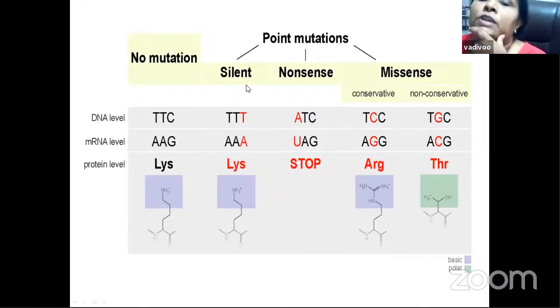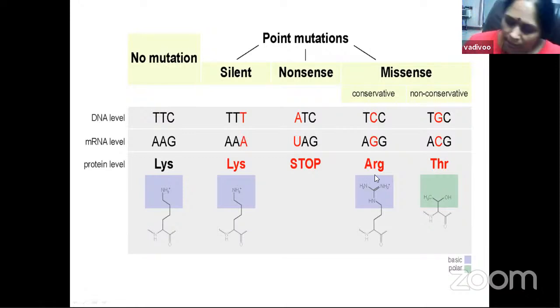A point mutation can be a silent mutation, which means nothing is changed. As you can see, when the thymine is replaced with adenine, it still produces only lysine, so it is all the same. Then a nonsense mutation: if one of the bases is replaced with uracil, it stops. It becomes a stop codon. So that is a nonsense mutation.